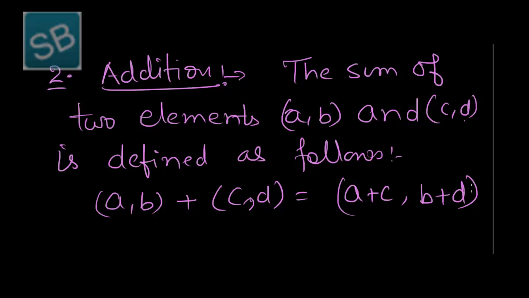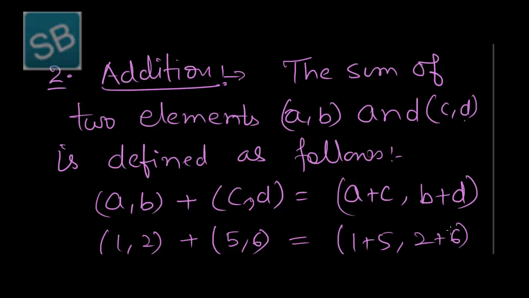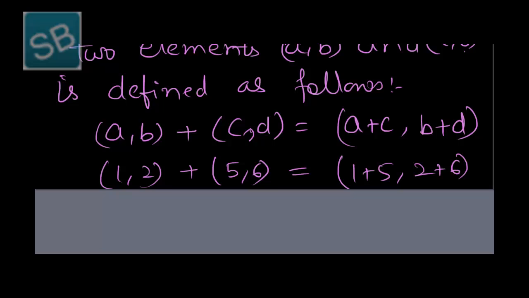For example, if we have (1, 2) plus (5, 6), then we will add up 1 plus 5, 2 plus 6. That gives the result, that is (6, 8). This is the method how we can find the addition. The same is done in the case of subtraction.